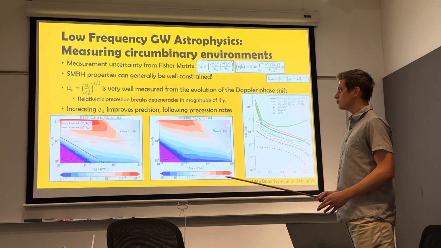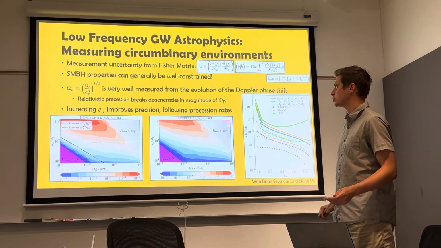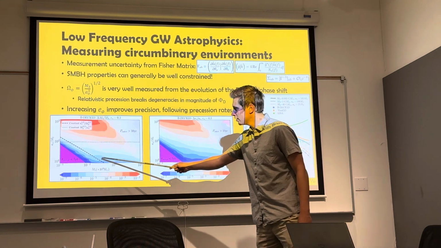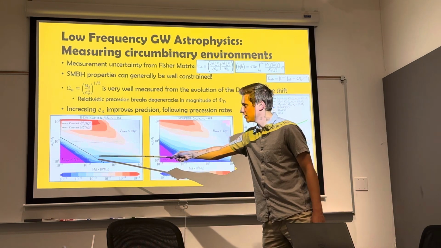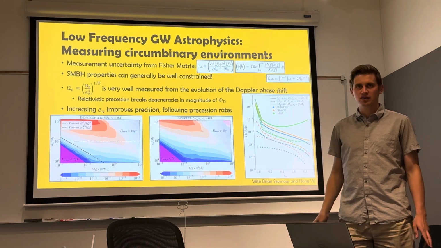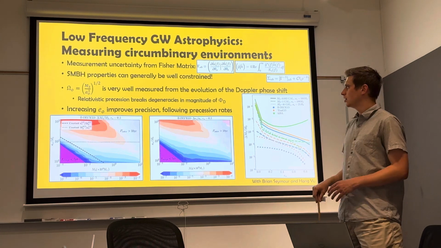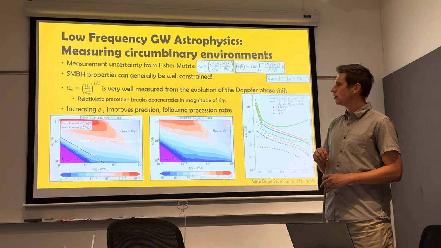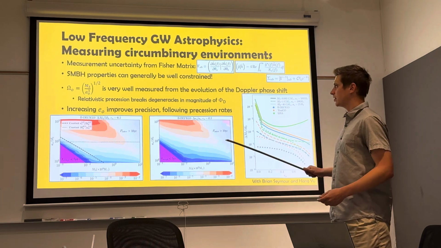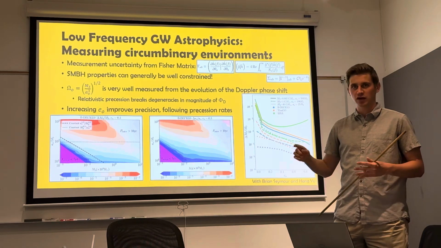Now, there's two main features that sort of determine how sensitive these measurements will be. The first is these trends following these sort of dashed lines here in the lower left corner. In this region, the sensitivity is primarily set by the de Sitter precession. So what's going on here? Well, from the evolution of the Doppler phase in this orbit, we can measure the Keplerian frequency very well just by looking at this time evolution.